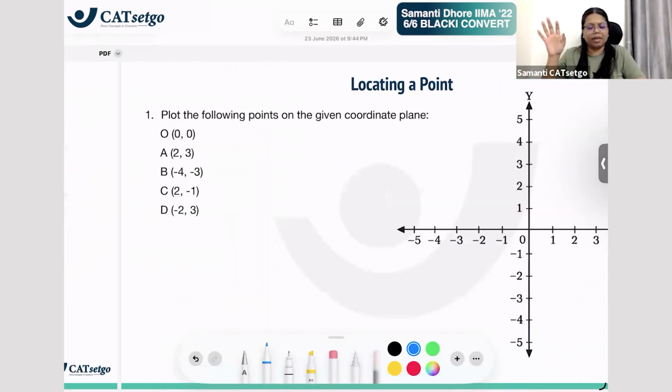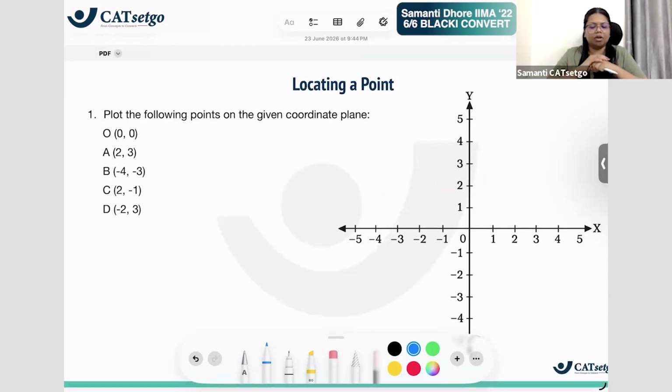So let us do a very basic question. Draw this Cartesian plane in your book and plot the points O, A, B, C, D as per the coordinates that are given. Plot these points.